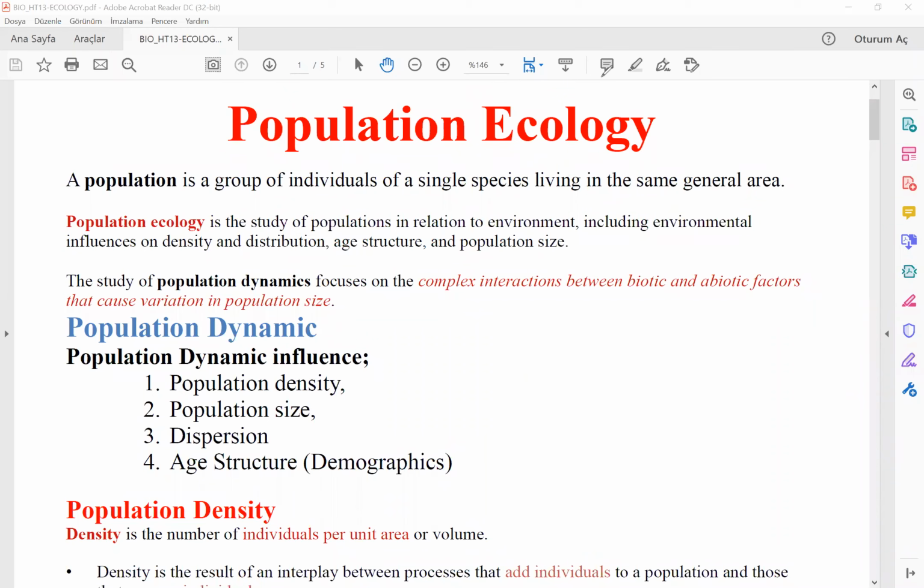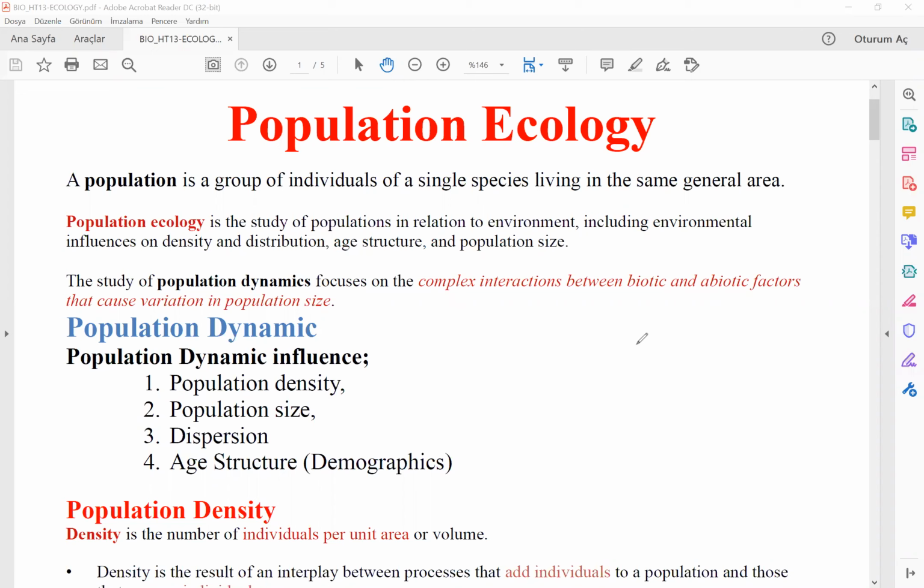Hello everyone. This is our last topic about 11th grade biology, population ecology. Let me define what a population is. A population is a group of individuals of a single species living in the same habitat or area.